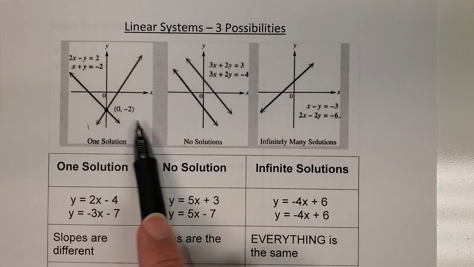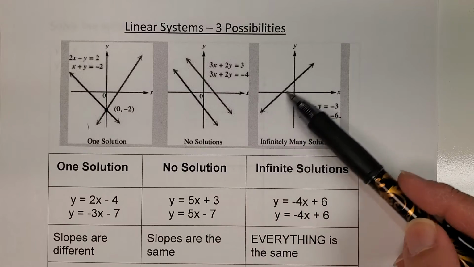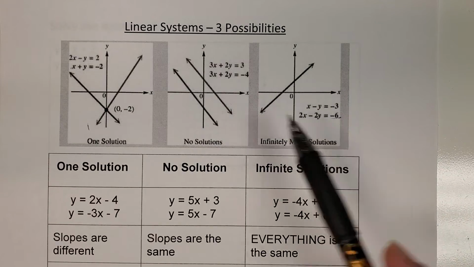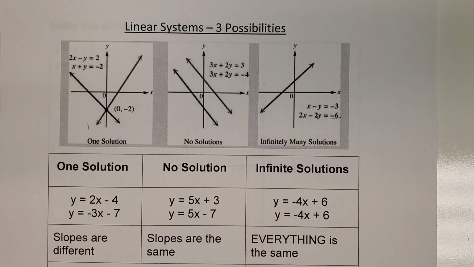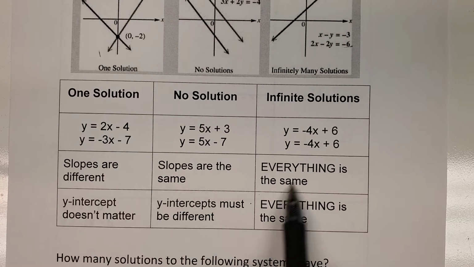Now when you see a picture of them, it's pretty obvious. One solution, no solutions, infinite number of solutions. As long as you know there were two lines, it would be obvious. But you won't always have that. You won't always have the line. Sometimes we're going to use algebra to figure that out. So we want to know how to tell if we don't see a picture of them. And that's what this chart is about.